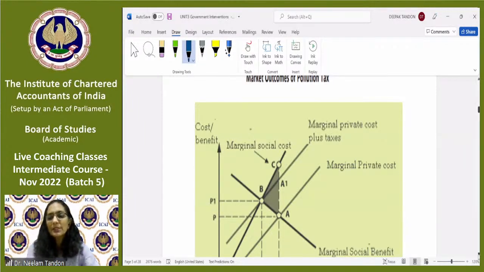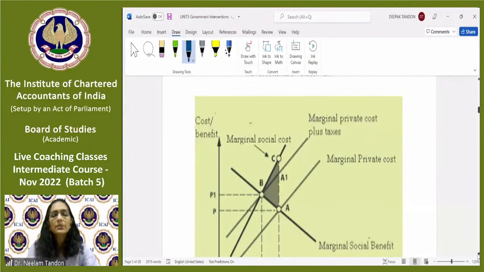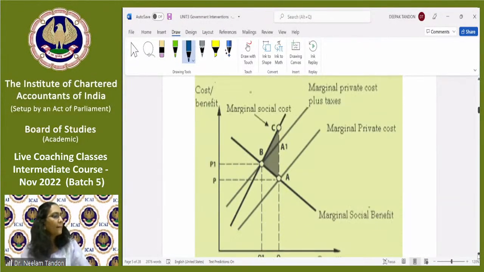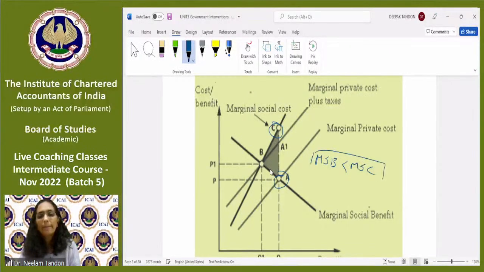Okay, so what you were asking about, how tax leads to this, you can see here. So see what's happening. What is the marginal social cost? Marginal social cost is C. Marginal social benefit is A. What is happening in this case? Marginal social benefit is less than marginal social cost. Is it good? That means this is negative externality. Who is bearing the cost? Society is bearing the cost.